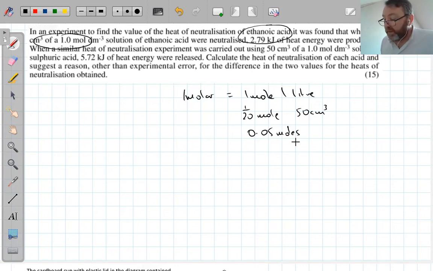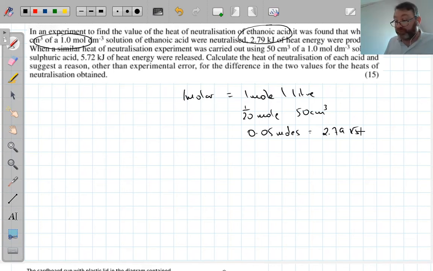Okay, let's read on. It was found that when 50 centimeters cubed of a 1 molar solution of ethanoic acid was neutralized, 2.79 kilojoules of heat energy were produced. Now, what they're trying to tell you there is this: when 0.05 moles of ethanoic acid were neutralized, that gives me 2.79 kilojoules of heat energy. But that is not the heat of neutralization, because the heat of neutralization is the heat change that takes place when 1 mole of the ethanoic acid H pluses are neutralized.